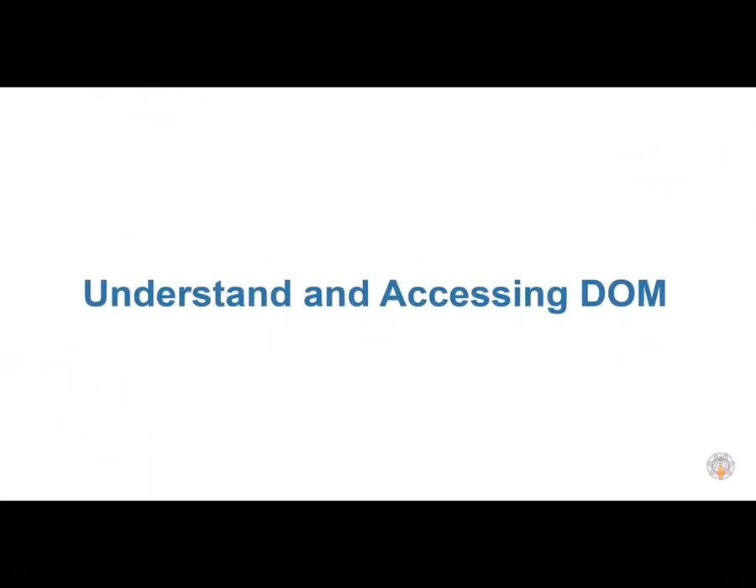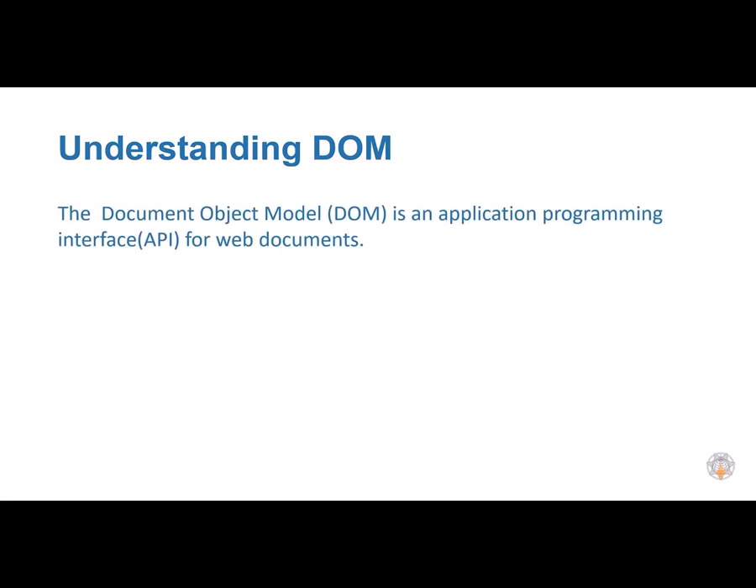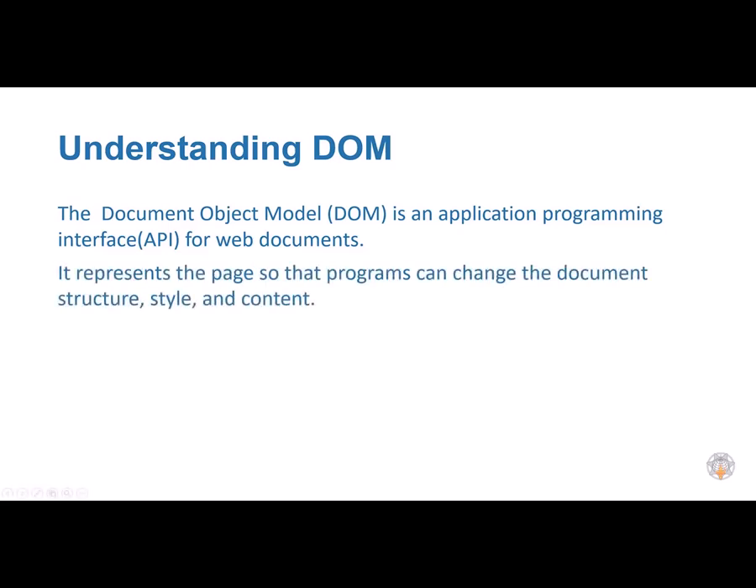Understanding and accessing DOM. Let us first understand what is DOM. In the earlier module, we said that jQuery can alter the specific content of an HTML file. The question is, how does jQuery get access to alter a specific content? The answer is using the DOM. DOM is a document object model. It is an application programming interface for web documents. It represents the page so that the program can change the document, structure, style, and the content.